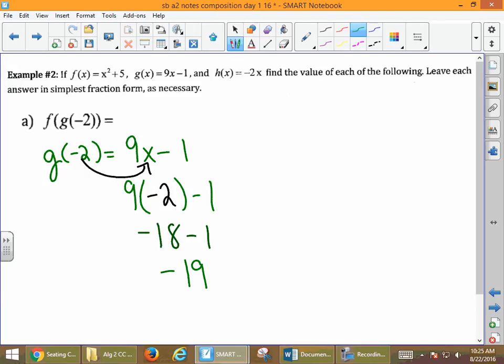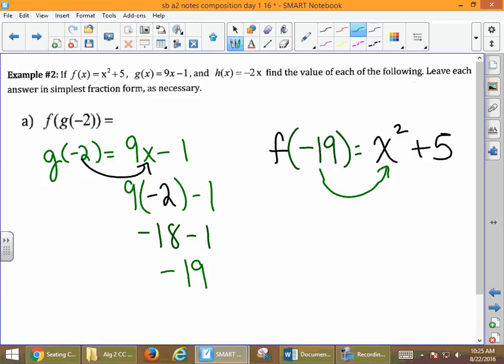We put -2 into the function, we get out -19. And now we're going to take our output and make it the input for our f function. So now we're going to put -19 into our f function, which is x squared plus 5. And -19 is going to go back in here for x.